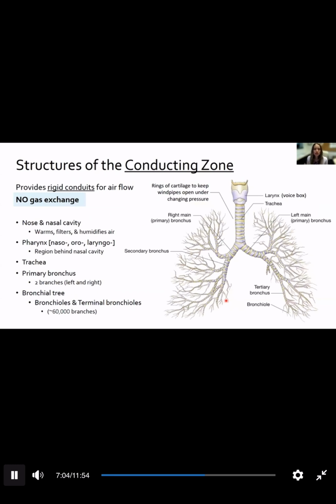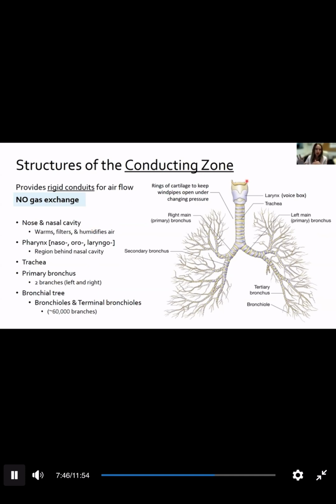So what are the structures of the conducting zone? Again, just as a reminder, these are the rigid conduits. They conduct air flow, but there's no gas exchange at these particular sites. So this begins at your nose or mouth and your nasal cavity, all right? Any mammal, human or otherwise, is going to be breathing in air through the nose or the mouth, and that enters the nasal cavity, the oral cavity, where it is warmed. In the case of the nose and the nasal cavity, it's filtered, and then that warmth and moisture in those areas humidifies the air. Then that air goes down to the pharynx.